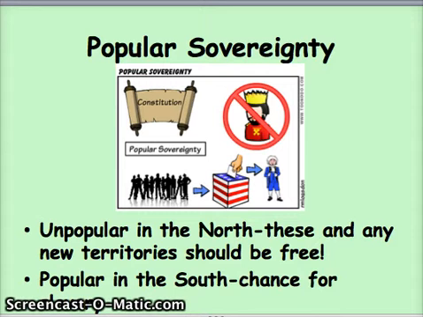Popular sovereignty, or simply voting, is not popular in the North. They see it as a sham. They know what the Missouri Compromise is about, and those two territories should be free. On the other end, the South is a little bit more open to it just because there's a chance of having slaves, and they view their institution as more secure if slavery is allowed.